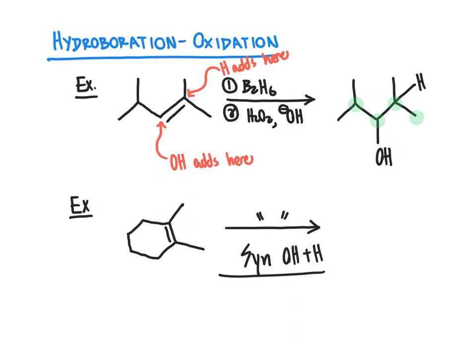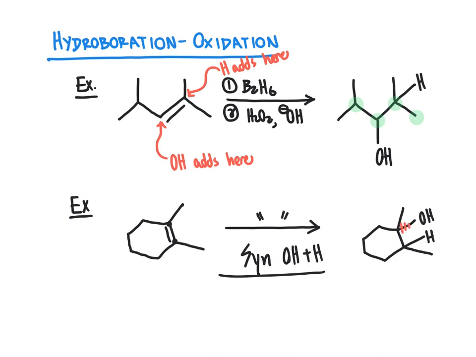So here, keeping in mind that our H and OH are going to be syn to one another, we actually don't have to really think about regioselectivity here because both of our carbons are equally substituted. So it doesn't matter which one gets OH and which one gets H. We're going to be in the same situation one way or the other. But keep in mind that those groups are going to be syn to one another. Syn, you could think of it like cis.